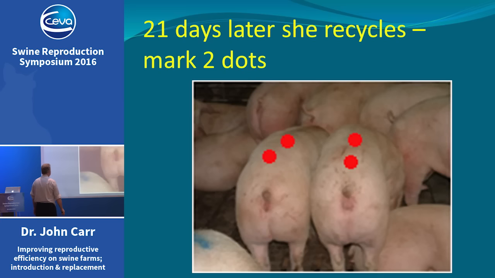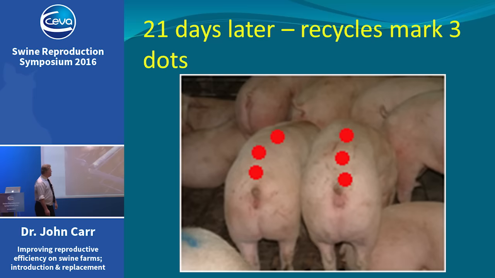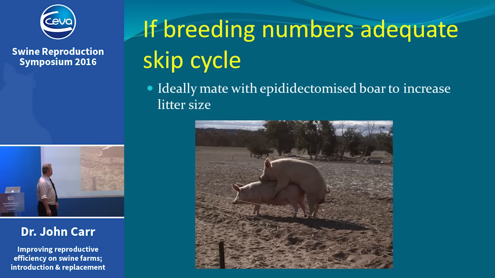21 days after her first cycle, she's on her second cycle, so she has 2 dots. Maybe I might mate her if I need her. If I don't need her, I'll wait. What I sometimes do, there is some evidence that if I mate her with dead semen or with a vasectomized boar, then I start improving the health of the reproductive tract because I'm exposing it to male organisms. Ideally, I will wait till the third heat. She will have 3 marks on her. Then I will mate her. This is an ideal mating opportunity. Or, although I don't normally do this, I will wait.